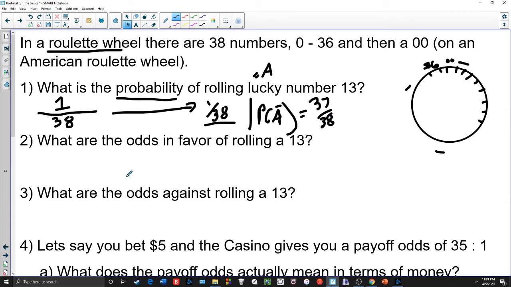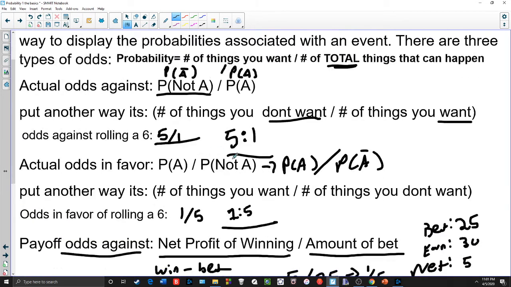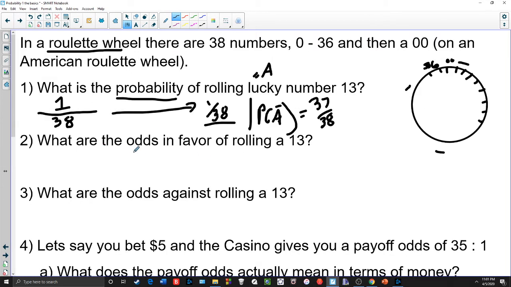Now we're going to get to the odds here. So the odds in favor of rolling a 13. Remember, the odds in favor represent the number of things you want compared to the number of things you don't. So the odds in favor of rolling a 13: well, how many 13s are there? How many numbers do I want? Well, there's one 13 on there, like before. How many numbers are not 13? Well, if there are 38 numbers and one of them is 13, that means there are 37 that are not. So the odds in favor of rolling a 13 are 1 to 37.